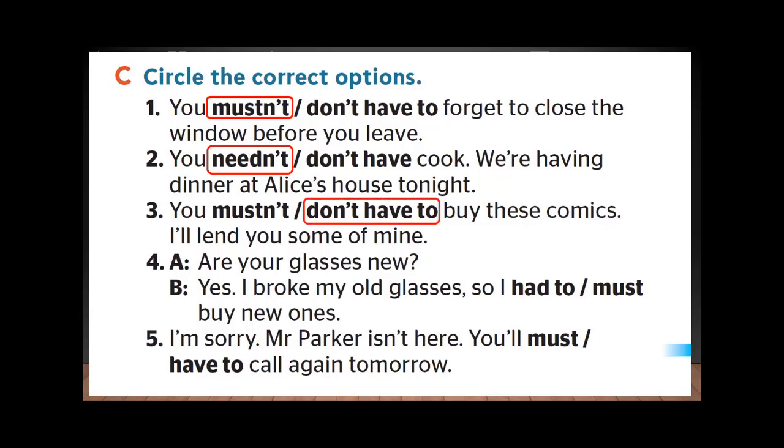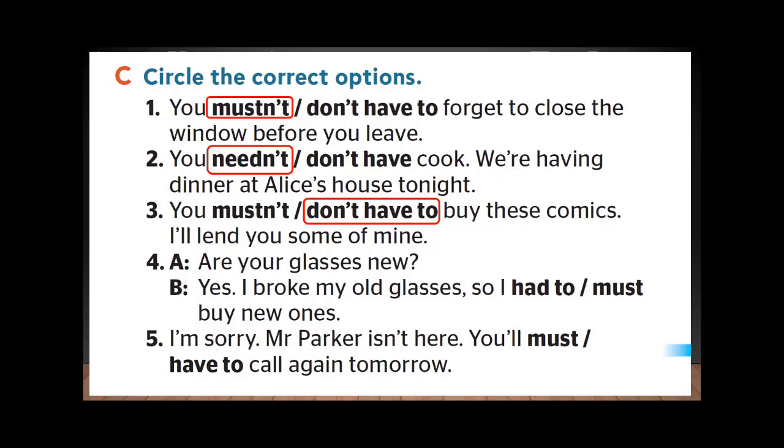Why? Because if we used mustn't, this means he cannot buy these comics. He is prohibited to buy these comics, which is not the case. He has the choice either to buy or not to buy these comics. And when we have the choice to do something, we use don't have to, or don't need to, or needn't. Now, it is don't have to.